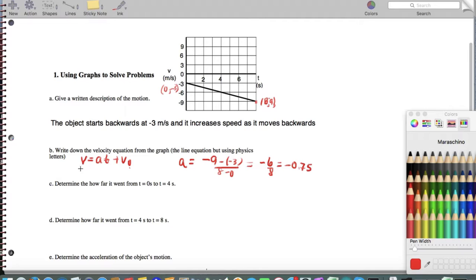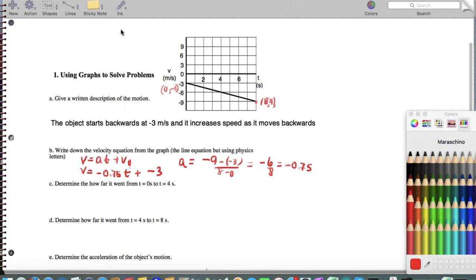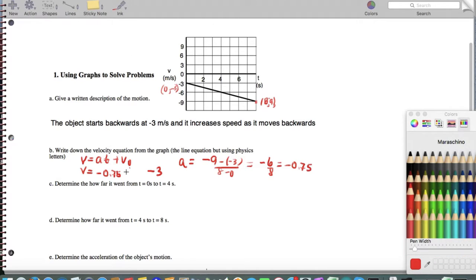So when I actually write down my equation, it's going to be v is -0.75 times t plus, and v naught is -3. So I guess I could have just written this a little bit differently. In fact, I'll just write it as this.